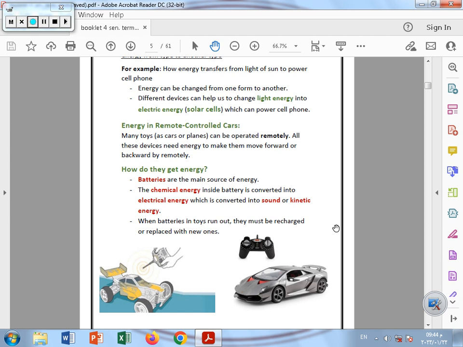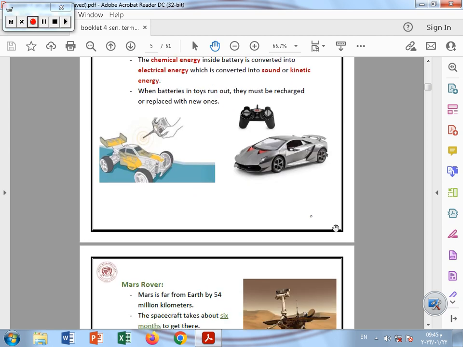Inside the battery we can find chemical energy stored inside it. It's a type of potential energy. If you remember, we said we have two main types of energy, kinetic and potential energy, and the energy stored inside the batteries is chemical potential energy. Then this chemical energy is converted inside the battery into electrical energy, and the electrical energy is converted into sound and kinetic energy, so we can see the car move and produce sounds. And when the batteries inside the toys run out, we have to replace these batteries or recharge them again, so the toy can get its source of energy.